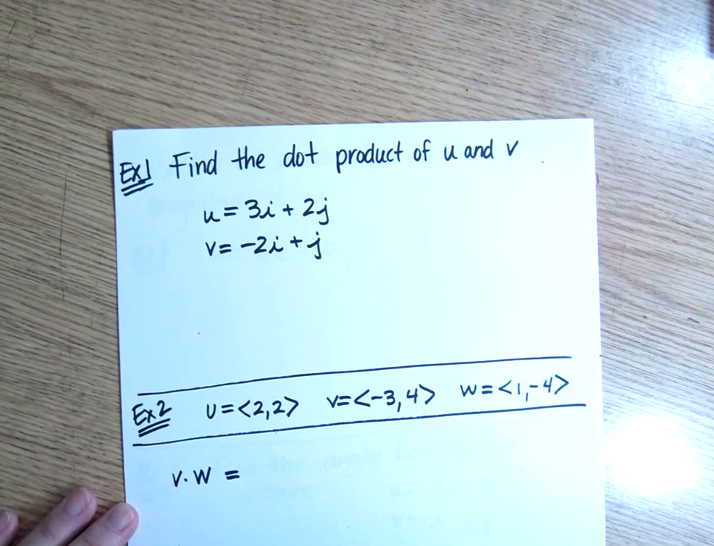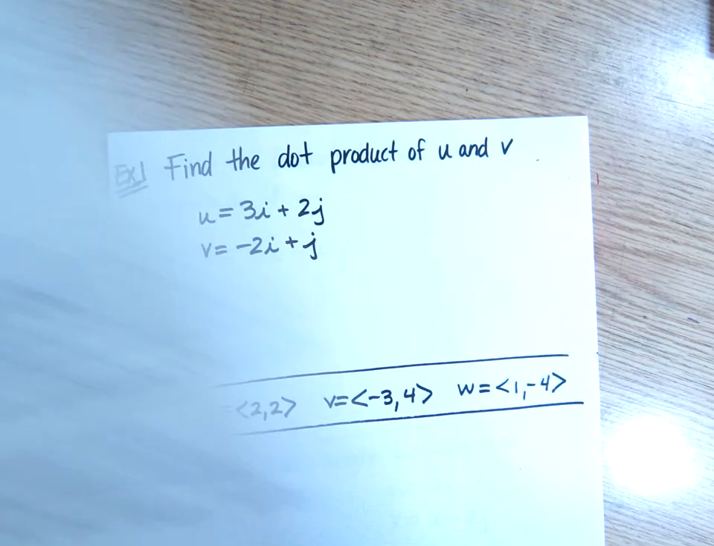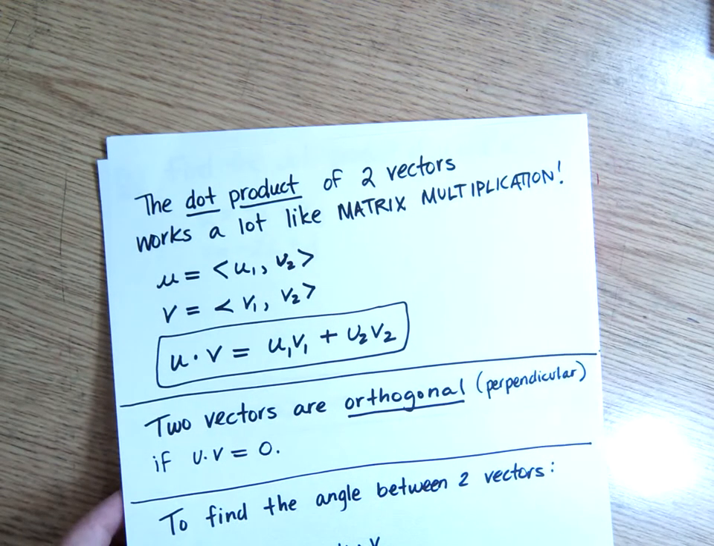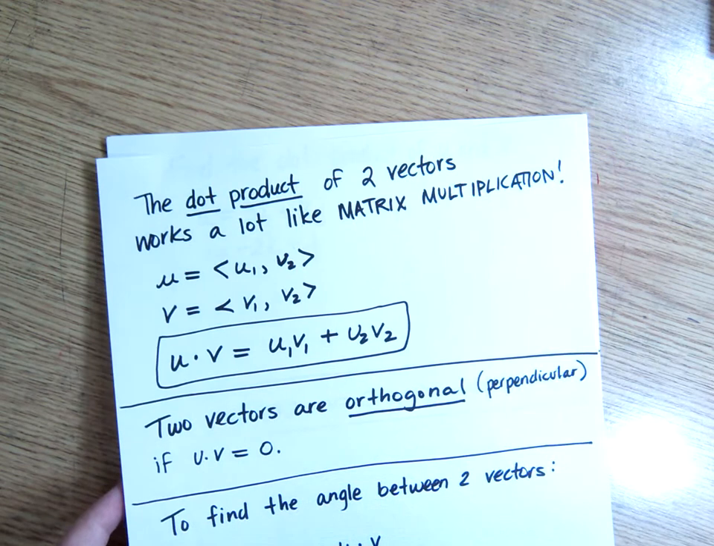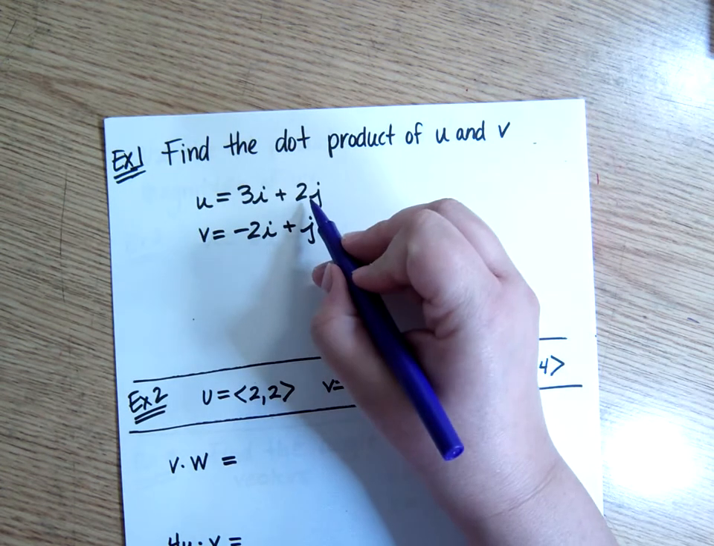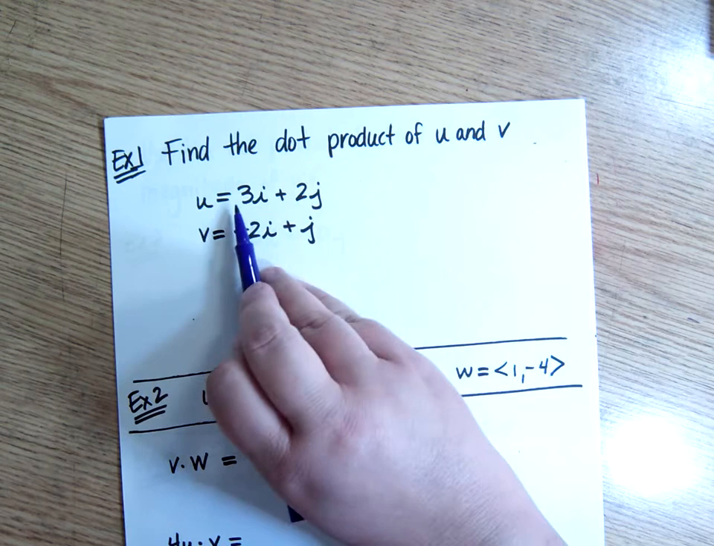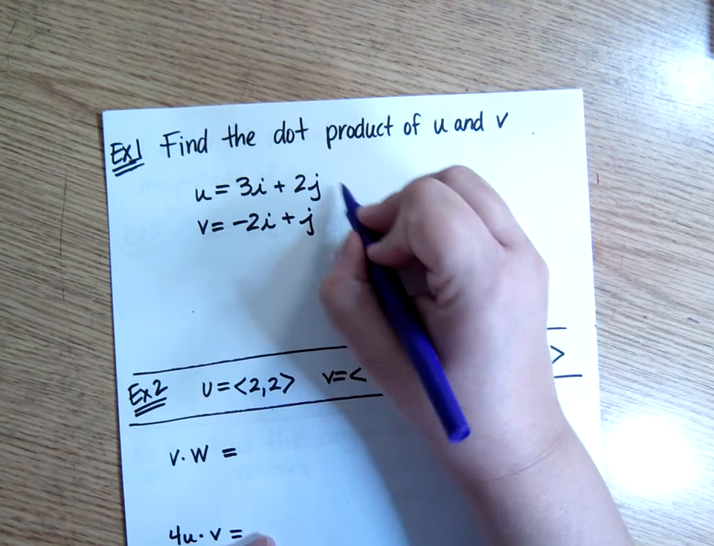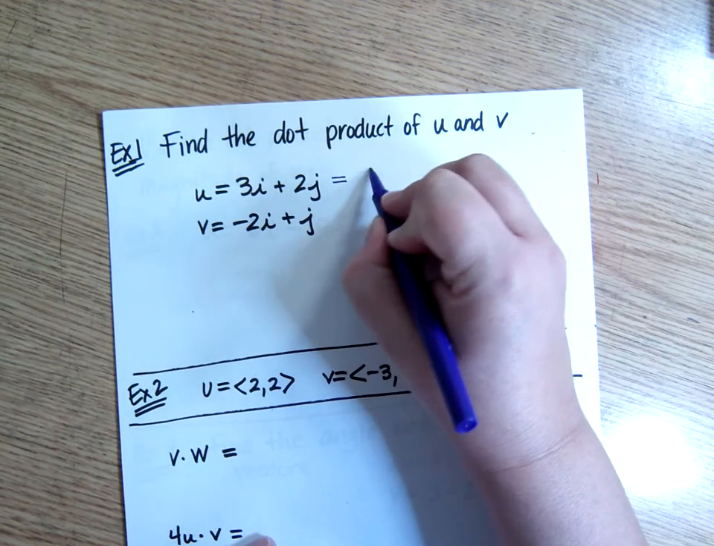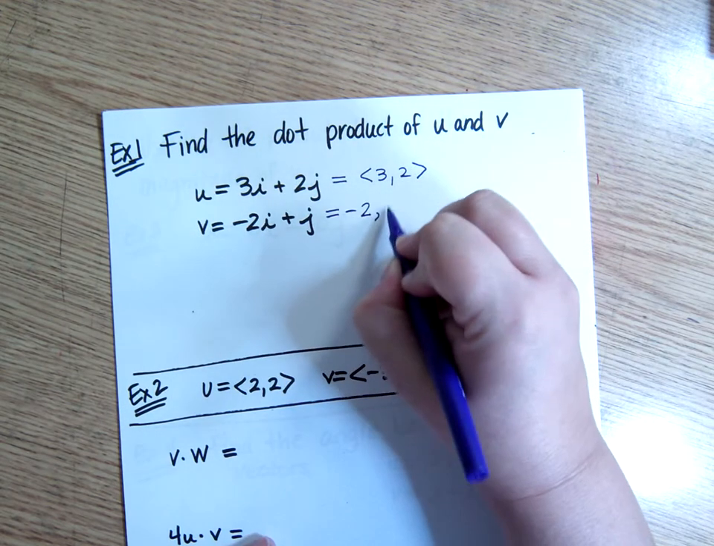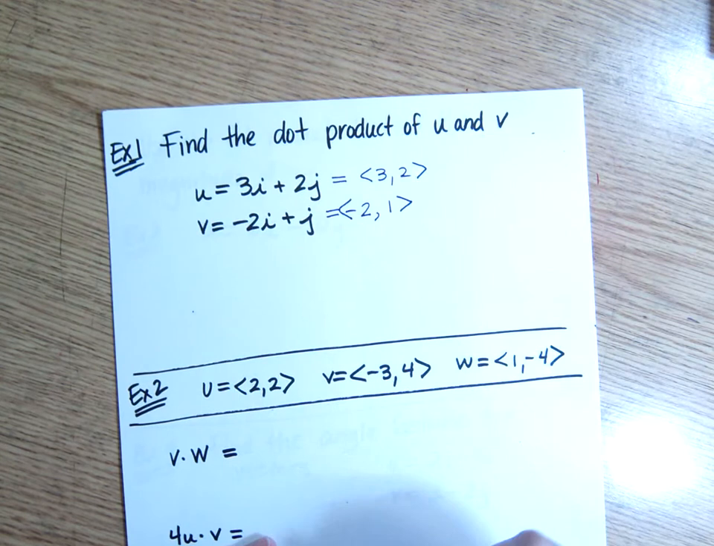All right, first, find the dot product of u and v. The dot product of two vectors works so much like matrix multiplication, you're not going to believe it. It's pretty much just like multiplying matrices, multiplying a row times a column. In many of these examples, I have gone ahead and written my vector as a linear combination of the unit vectors i and j, because I just want to remind you that that's the same as this. There it is in component form.